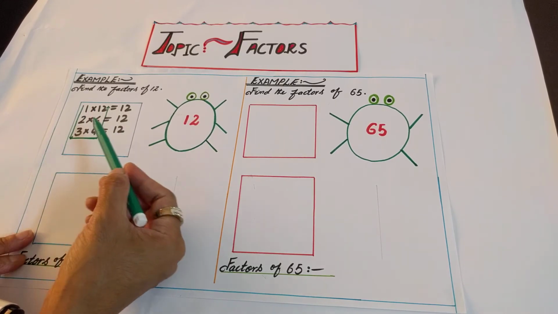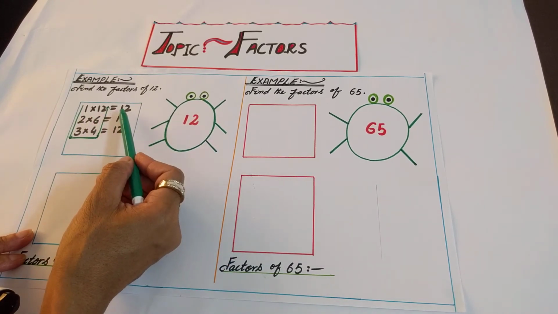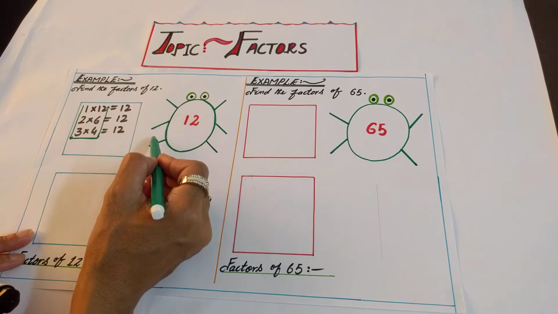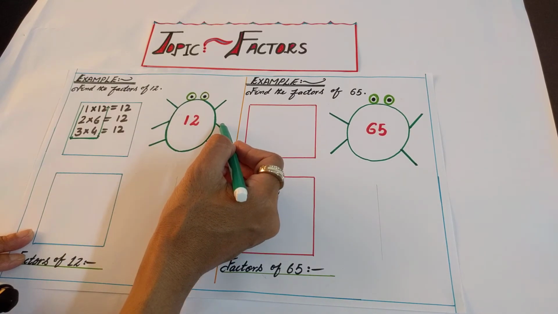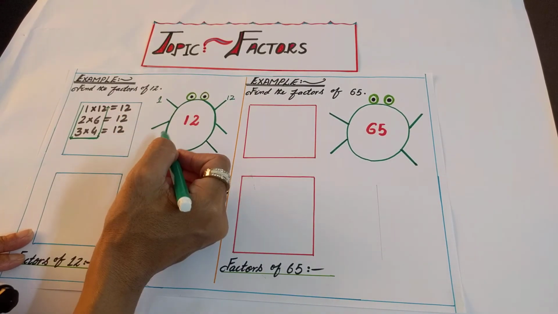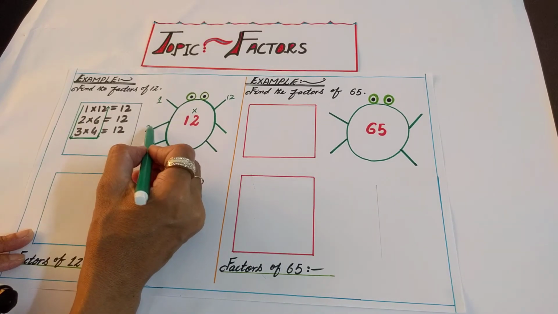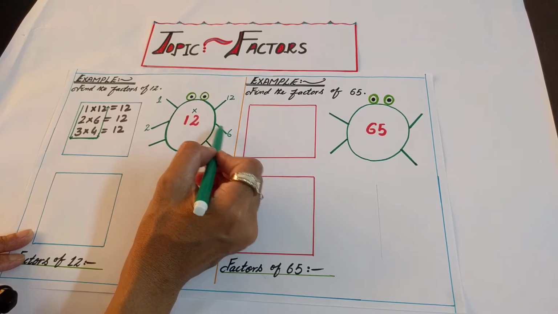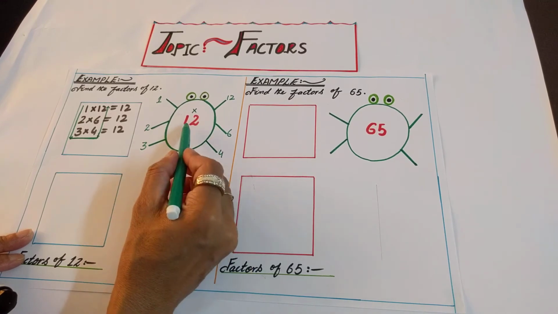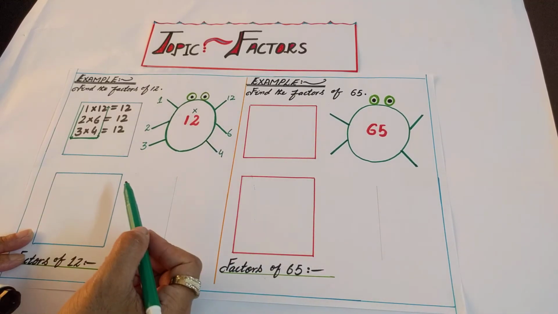You can also use this method to find the pair of numbers by which you get 12. Like this, 12 will be in the middle. This side is for the first number and this side is for the second number. Like 1, 12s are 12. 2, 6 are 12. 3, 4s are 12. So we get 1, 2, 3, 4, 6 and 12 as the factors of 12.